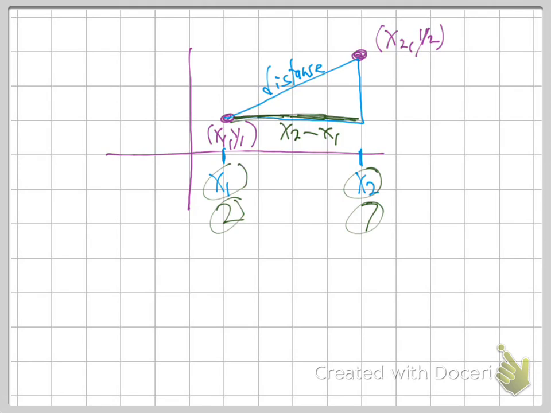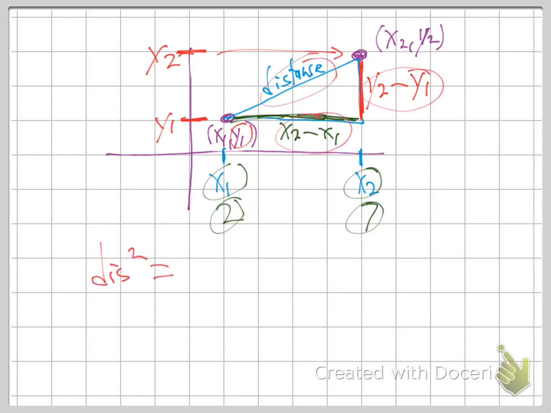And then how high is this part? Well, how high is this point? y1. How high is this point? y2. So this is y2 minus y1, isn't it? And so then you just do the Pythag, right? This squared plus this squared is this squared.